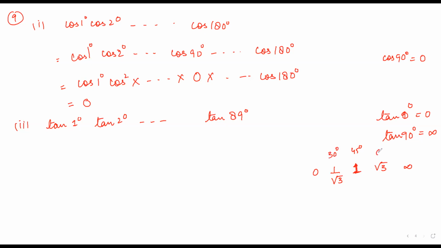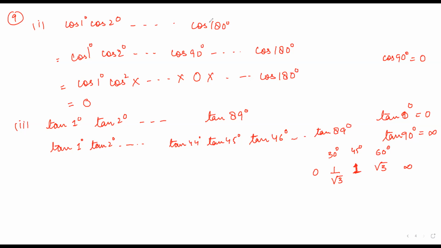This is 30 degree and this is 60 degree. So the complementary angles, like 90 minus 30, that will be 60. So the values are also inverse of each other. So this can be broken like this: tan of 1 degree into tan of 2 degree, then let's say tan 45 degree and a few before it, tan of 44 degree, then tan of 46 degree, and then up to tan of 89 degree.